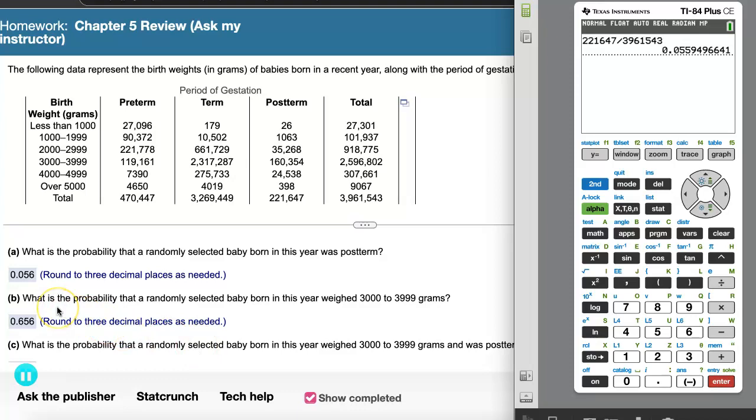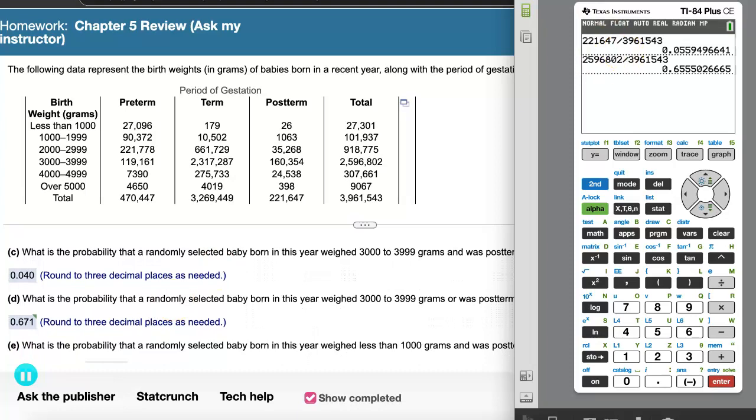For the next part, we're asked what is the probability that a randomly selected baby born in this year weighed between 3,000 to 3,999 grams. So for this part, we're going to need the total number of babies born with that weight out of the total number of babies born in the year. Dividing those values, here we get the probability.